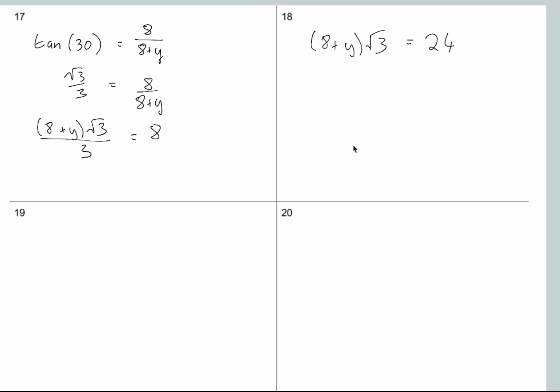Multiply both sides by 3. Then I need to get to that y, right? There's no other way I can do it except, well, I could divide both sides by root 3, but I feel like I'm going to get more hurt if I do that. So I'm going to multiply by root 3. I'm going to expand the brackets. I'm now going to subtract the term that doesn't have any y's in it.